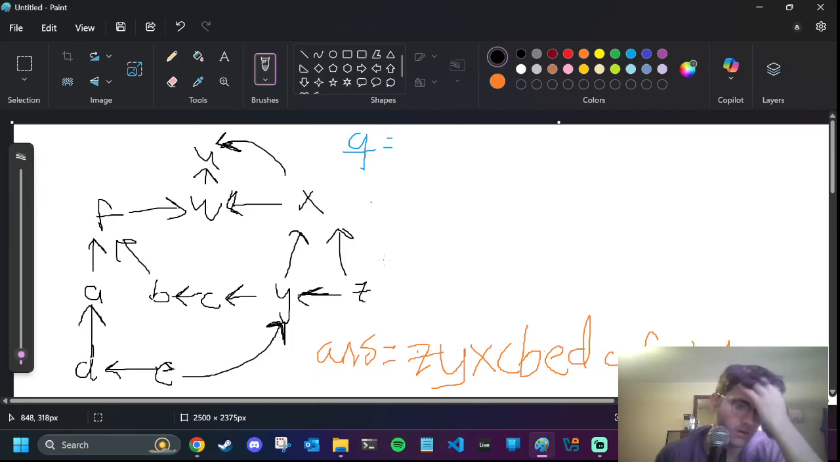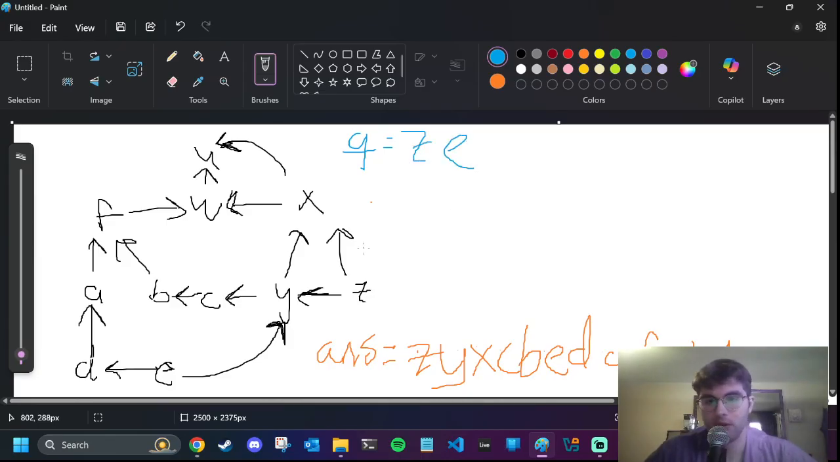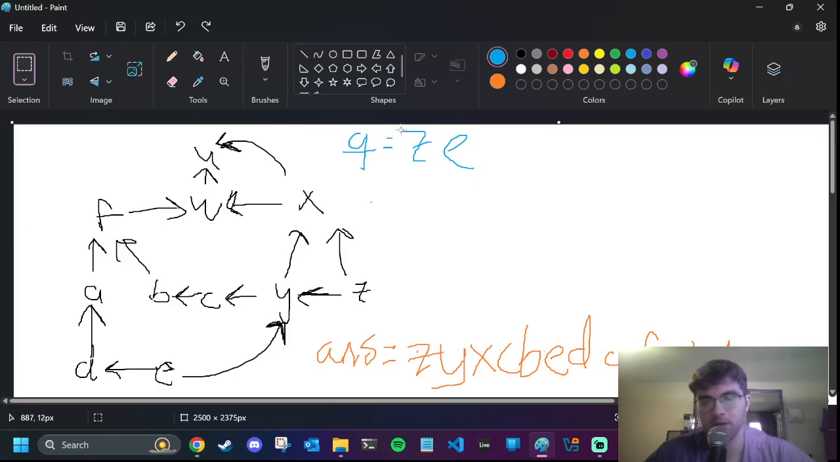So my initial thought is we just add them both to the queue. We add Z and E. And then we would pop Z, but then Z would have none of its neighbors. So I think what you do is, if you pop a root and it's invalid, maybe you can just add it to the end.